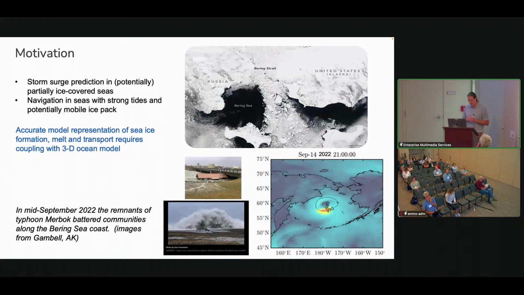As I demonstrate here, in September of 2022, the typhoon Merbok made a bit of a left turn and turned up into the Bering Sea, creating very high sea states and flooding in areas like Gambell, Alaska. I think when you look at the world map of wave heights for those few days, they had the highest wave heights anywhere in the world during that time.